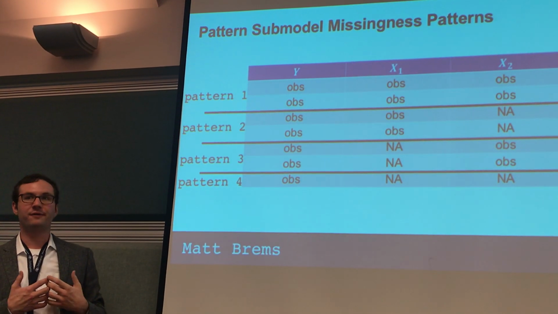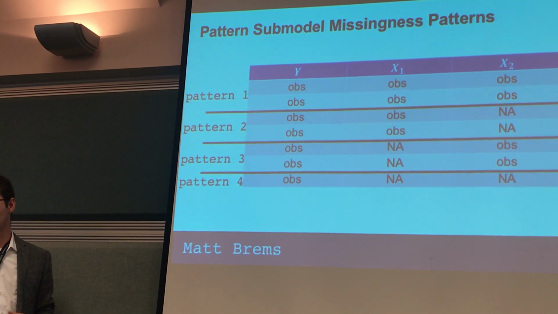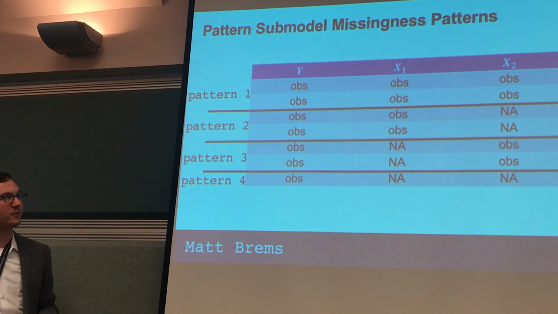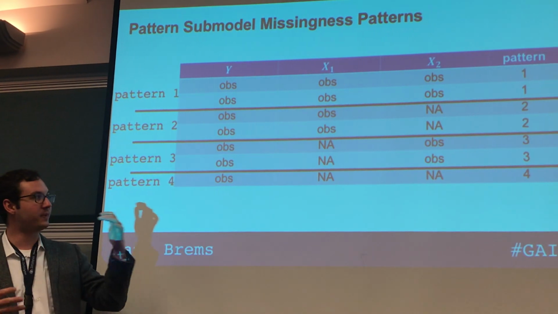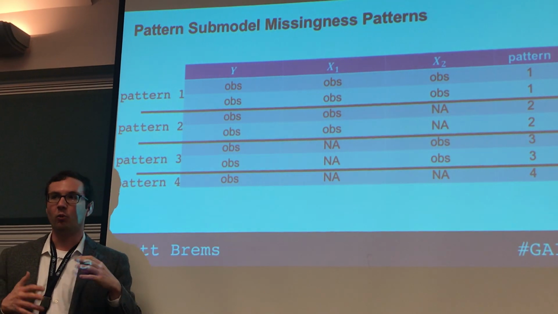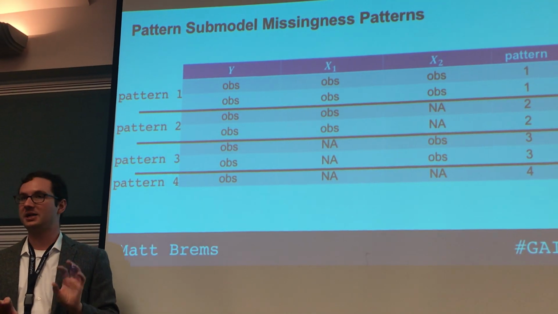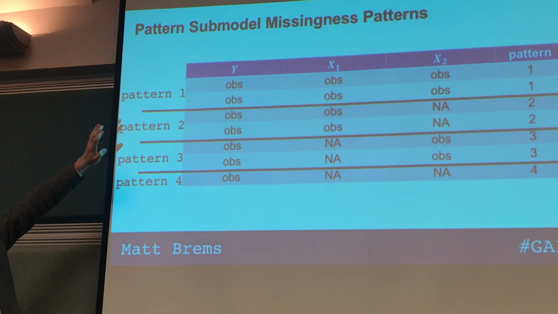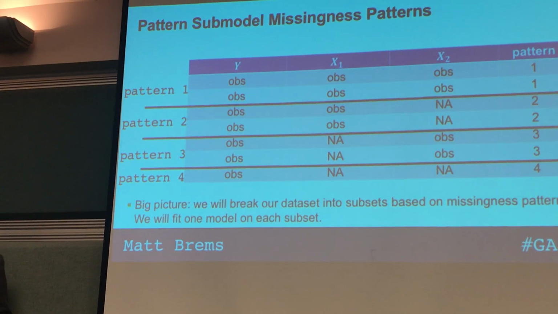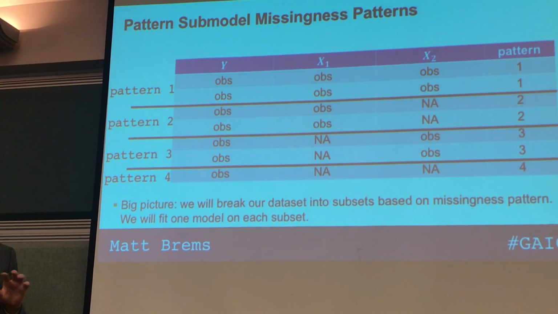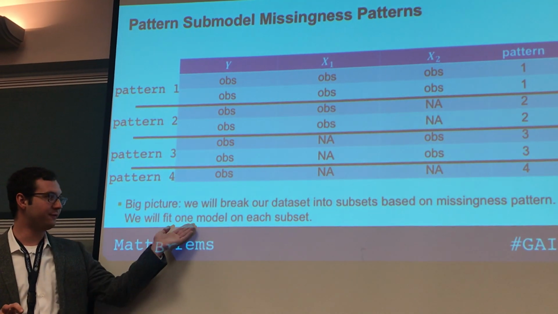And then I can define what pattern each belongs to. So I might add a column to my data set that says pattern, just so I can see what each pattern corresponds to. What I'm going to do now is take my data and split my data frame up into pattern 1, pattern 2, pattern 3, pattern 4, and however many patterns I have. I'm going to break them into these different subsets, and I'm going to fit a different model on each of those subsets.